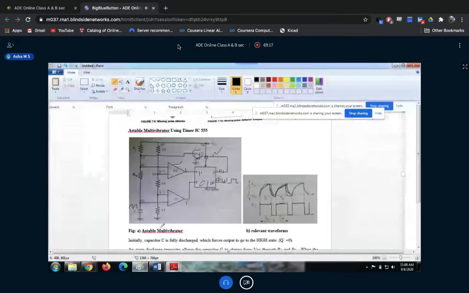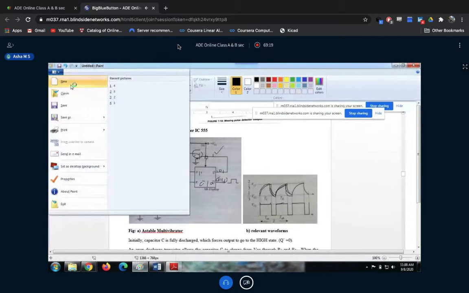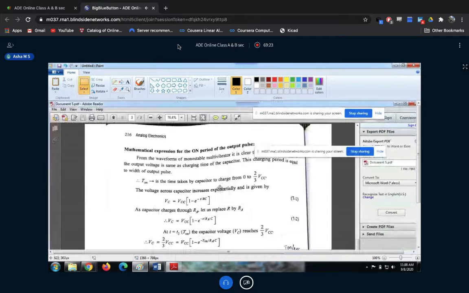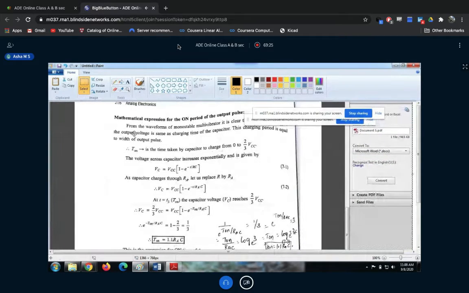So we know that I'm talking about the monostable now. Don't get confused, please. I'm deriving for monostable. So here in Ton, what is Ton? It is the time taken by the capacitor to charge from 0 to 2/3 VCC, correct? So the voltage across the capacitor is given by VC equals VCC into 1 minus e to the power of minus t by RC.